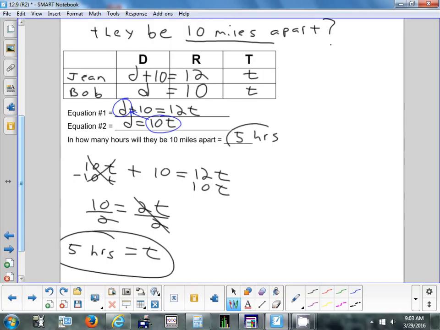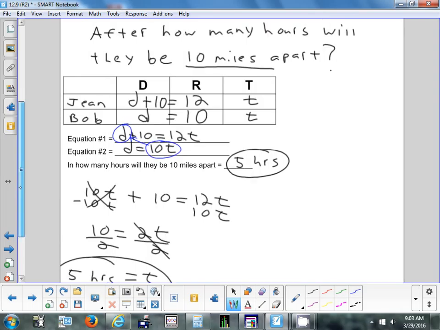On the test, is this going to be bonus? Practice. I don't know. Maybe we'll do one of the word problems as a bonus. We'll see.